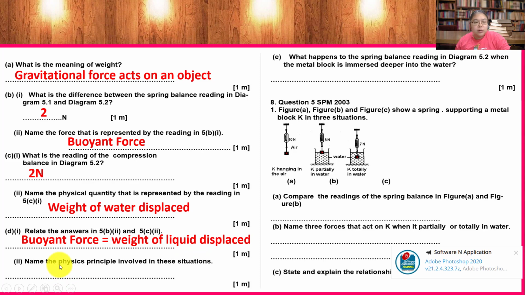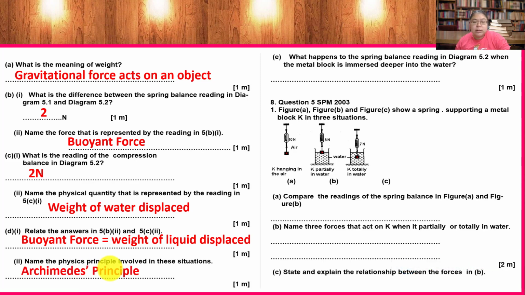Okay, now last one, they ask you to name the physics principle. So the physics principle is Archimedes principle. Make sure you know how to spell it. When they're just talking about principle, you cannot say buoyant force, you cannot say weight or liquid displaced. You must find the phenomenon that has a principle. So this one is Archimedes principle.